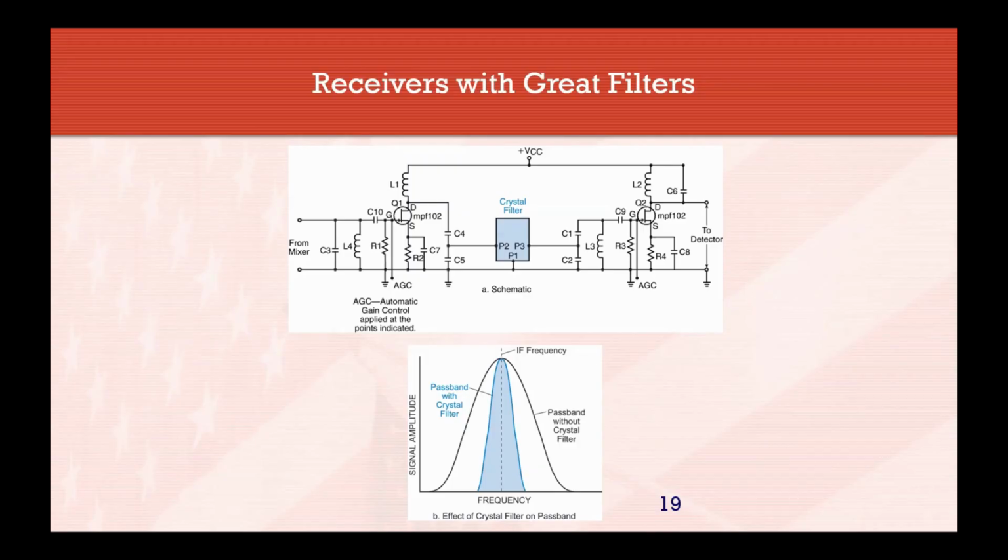If those capacitors were not there, that voltage would be going straight into the filter or could be going to ground, and we don't want either one. So the C4, C5 isolate that voltage from the filter and from ground.